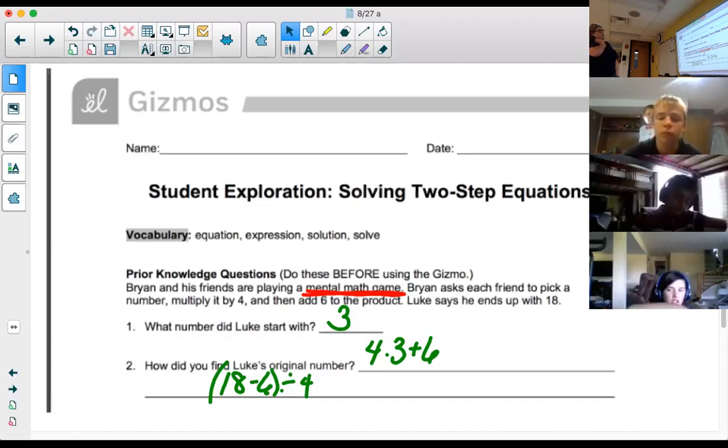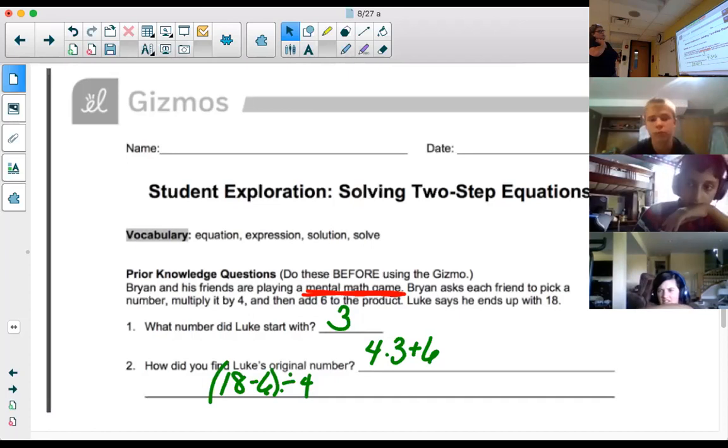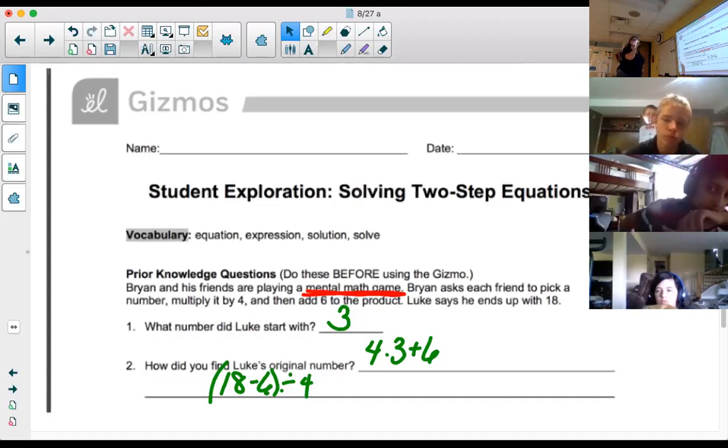So you guys popping up your little hands. Inverse? Genevieve, do you know what an inverse is? You guys got to unmute yourself if you're going to talk to us. Doing the opposite? Doing the opposite. That's perfect. Inverse is the opposite.